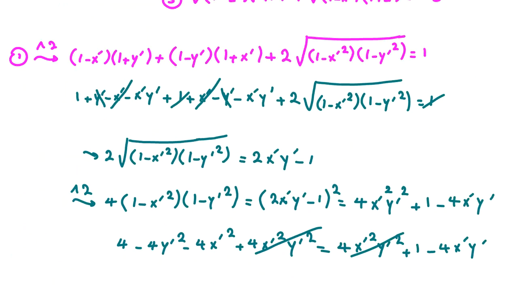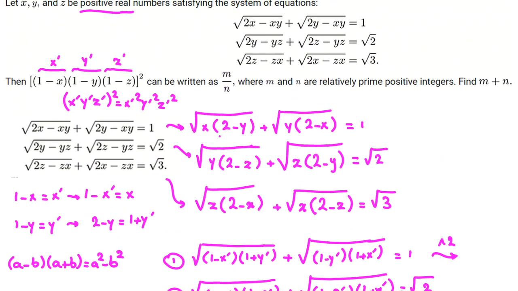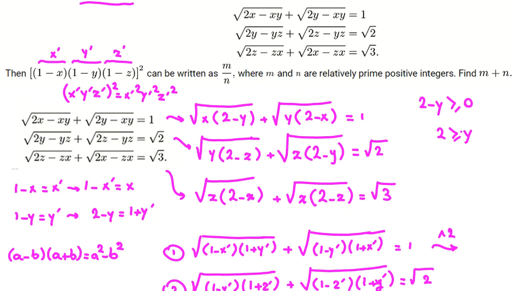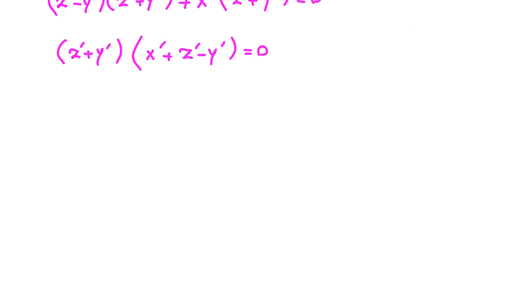Now let's check. Here, I want to check. I have here 1 minus x prime, 1 plus y prime. So, in this part, the problem says x, y, z are positive real numbers. So x is a positive real number, so 2 minus y should also be a positive real number, or non-negative. 2 minus y at least 0. So y is at most 2. Okay? And so here we can conclude y is at most 2, right? Because of this part, so let's check the cases.